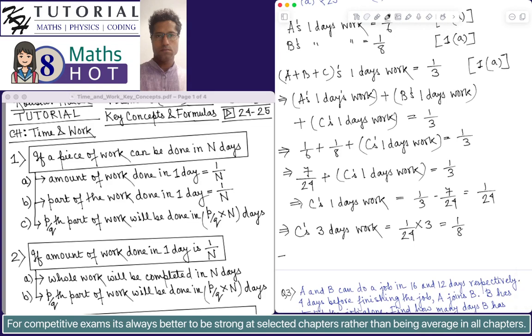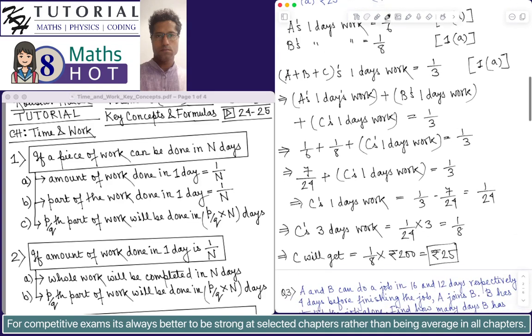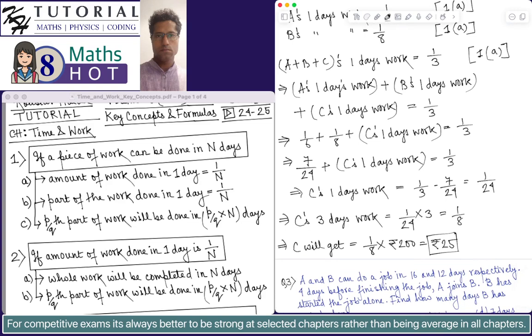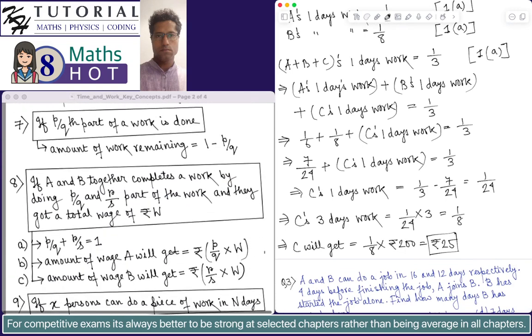So C will get 1 by 8 multiplied by rupees 200. This is equal to rupees 25. Now, from the fact that the total amount of work done by C in 3 days is 1 by 8 and the total payment was rupees 200, C will get 1 by 8 multiplied by 200. This is based on the concept of 8 that was applied.